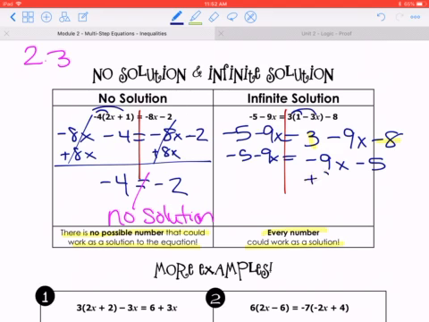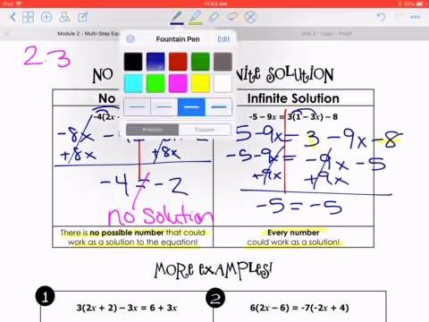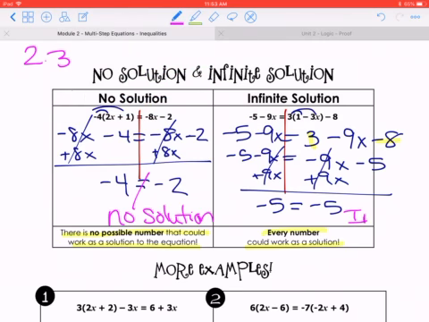Now I'm going to add 9x to both sides. These are going to cancel out. And now look what happens on this one. Negative 5 is equal to negative 5. Again, my variables both canceled out, but this time I actually have an equation that is true. Negative 5 always equals negative 5. It does not matter what number I put in for x, we will always get a solution that works. So for this one, we would say infinite solutions. You would actually write that it's infinite, because any number works.